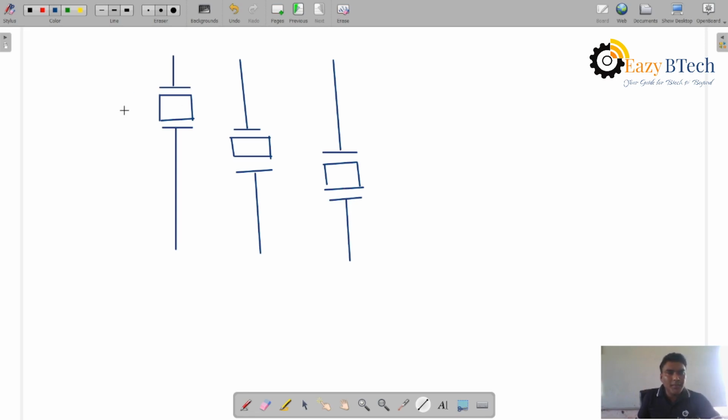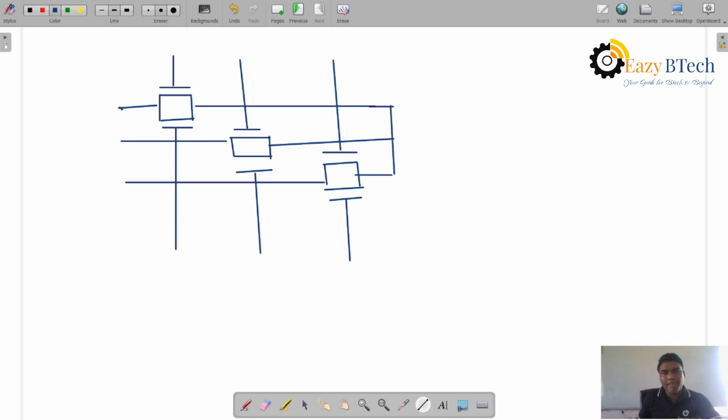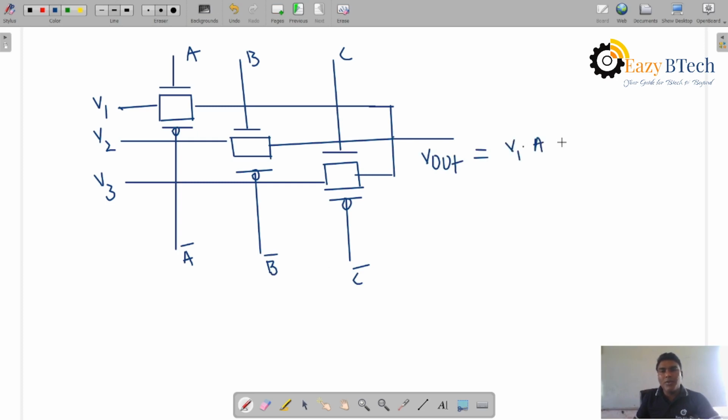Okay, we are applying an input voltage here, right? The output of this one, here we are applying V1, V2, V3. There is a parallel connection of transmission gates. We are applying A, B, C, and the complements A complement, B complement, and C complement. So Vout, the output of this one, is equal to the parallel combination: V1 into A plus V2 into B plus V3 into C, right?